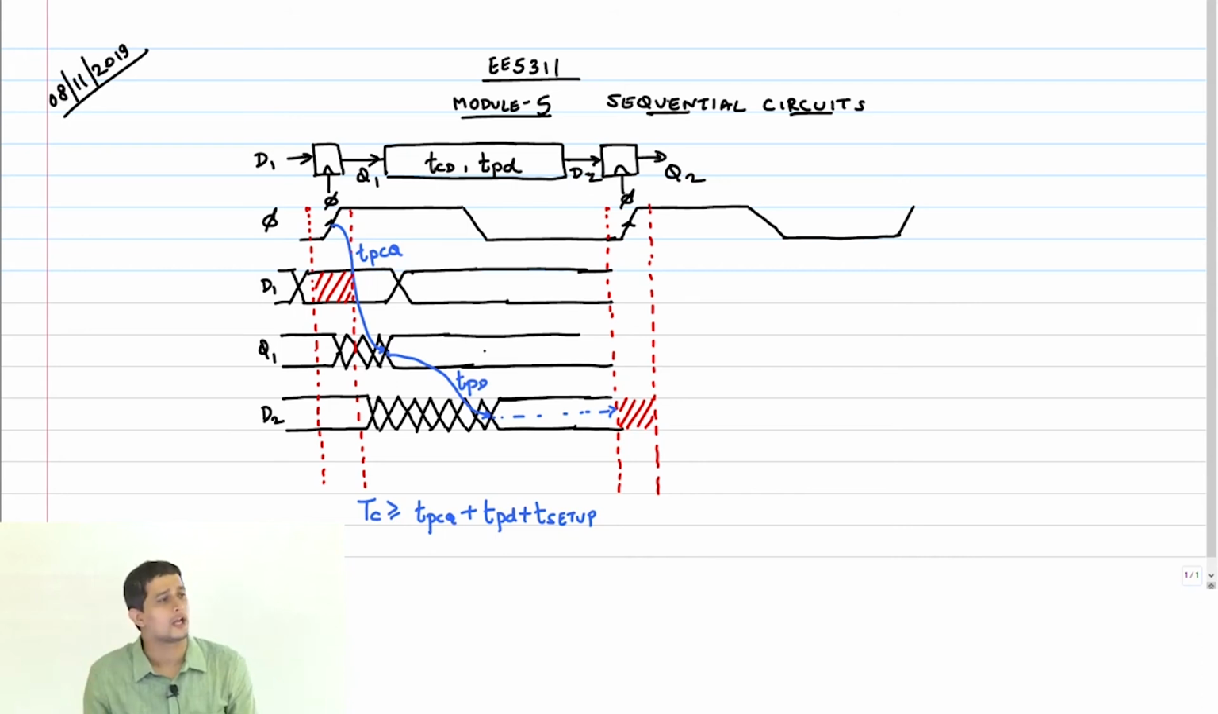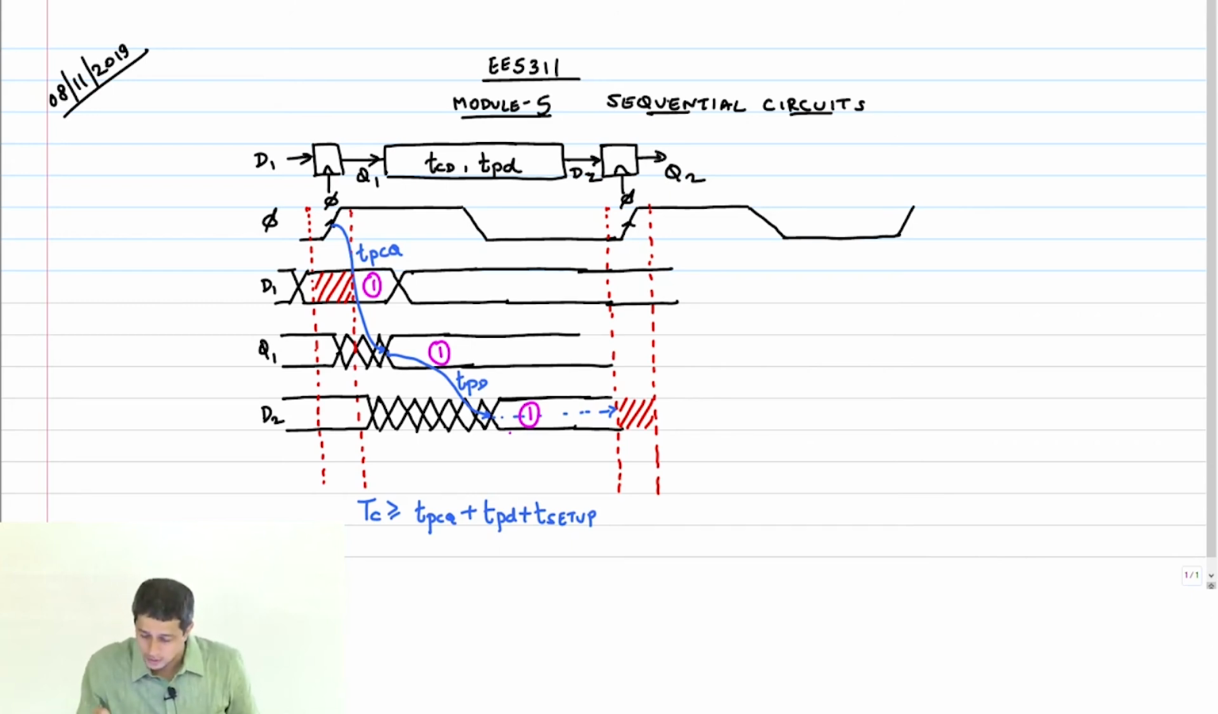Will Q1 get affected? No, because it's a flop, you are past the sampling edge. When will Q1 get affected? In the next cycle, right? So you come all the way here. Let's assume that D1 is, okay, so I am going to call this event 1, and Q1 is now working on event 1, okay.